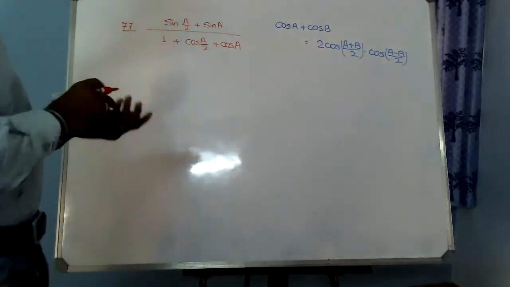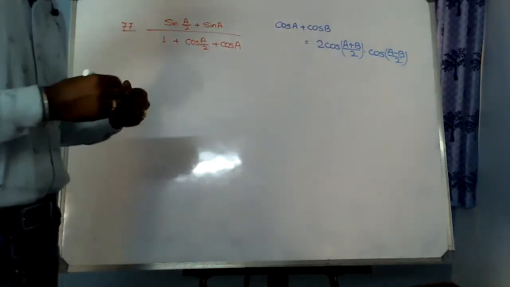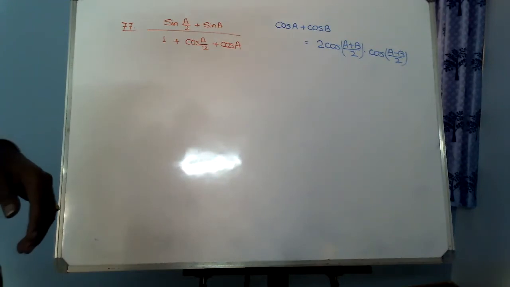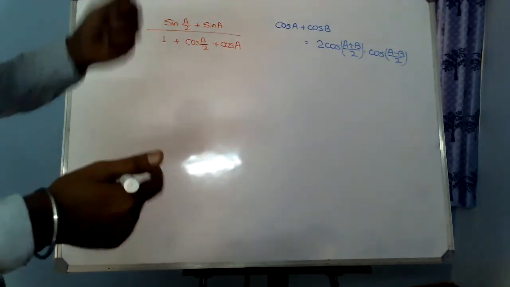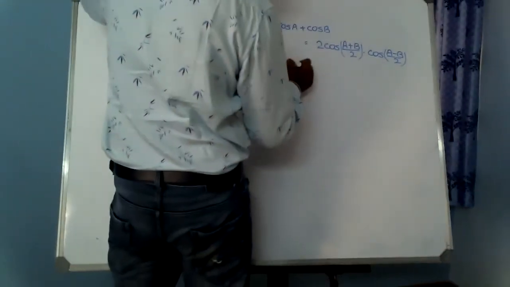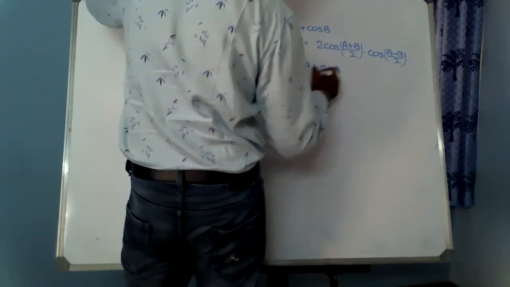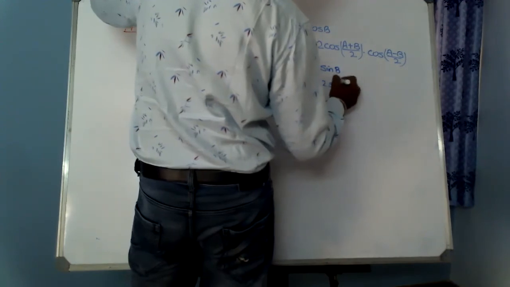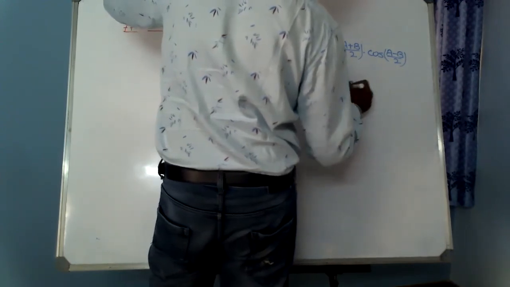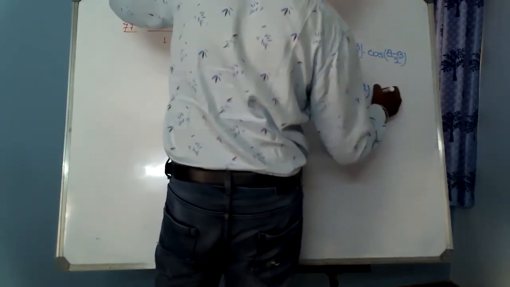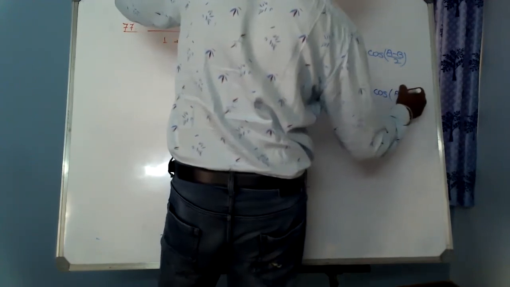If it had been any one value, I would have used the tan formula directly, but here I can use the sin A plus sin B and cos A plus cos B formulas. The cos A plus cos B formula is already written. The sin A plus sin B formula I have given you before, but I'll rewrite it: it is 2 sin (A plus B by 2) into cos (A minus B by 2), right?